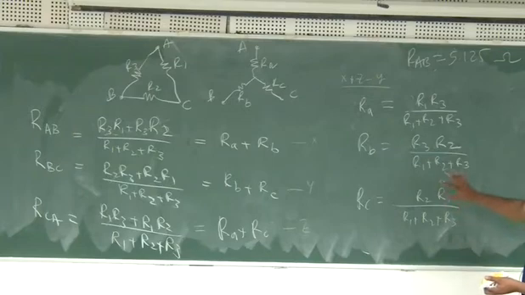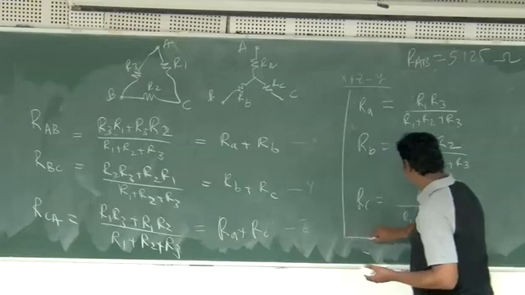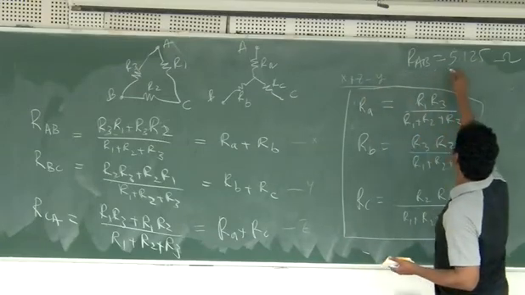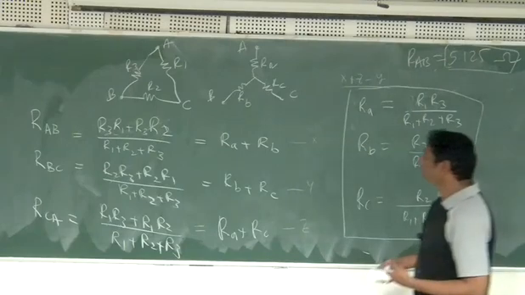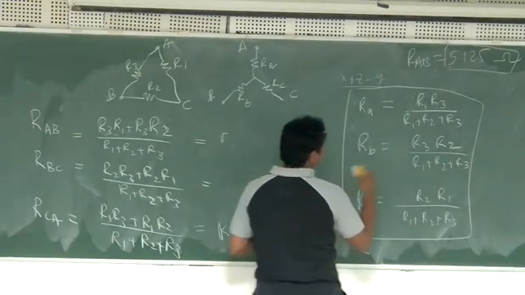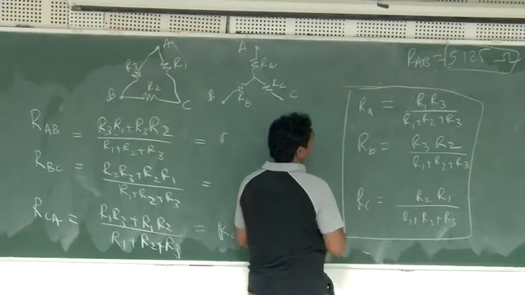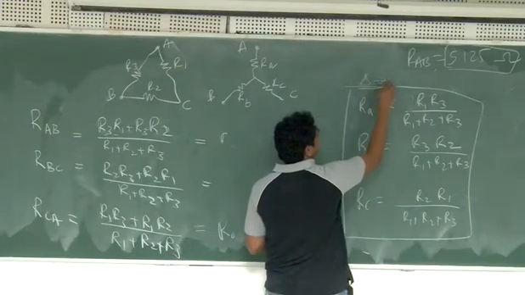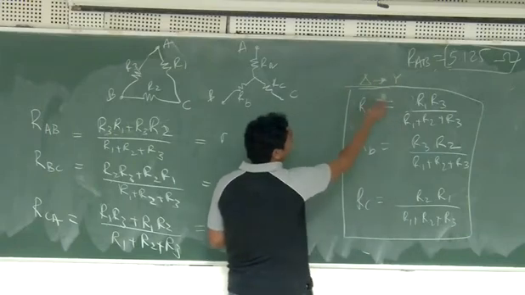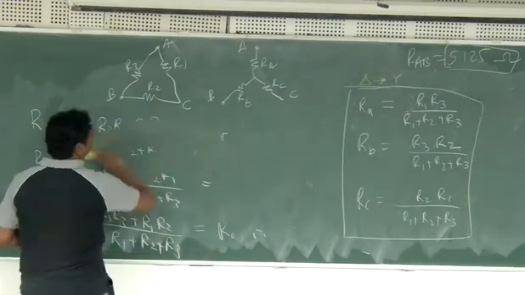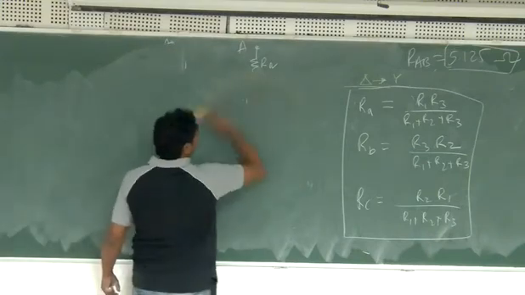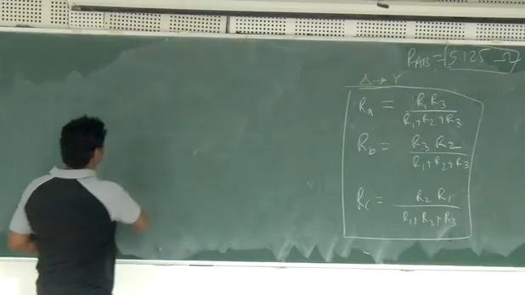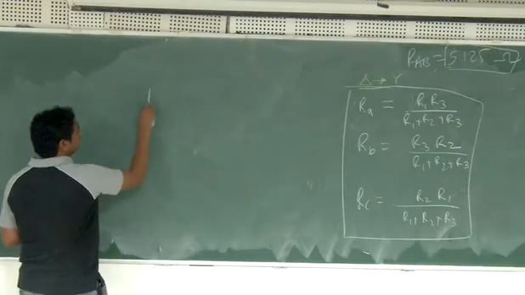So now we have this. We still have time, so we'll quickly verify this and then we can move forward. How do we verify? This is for delta to star. Given delta, you can convert to star. So what was our first circuit? I remember it was something like this.